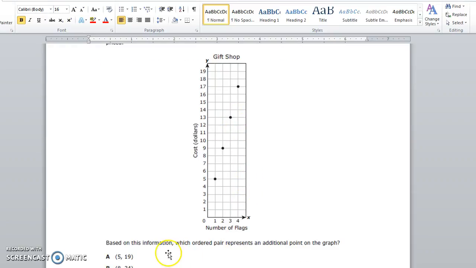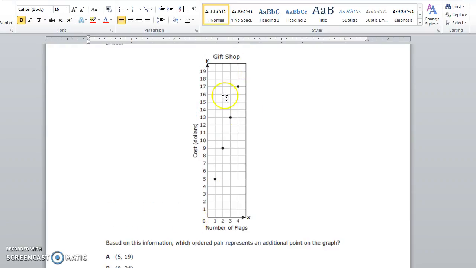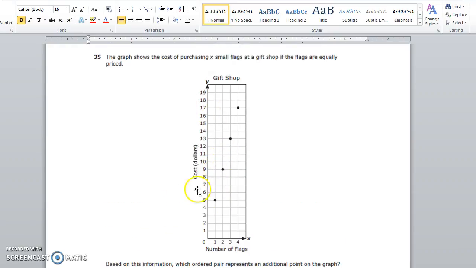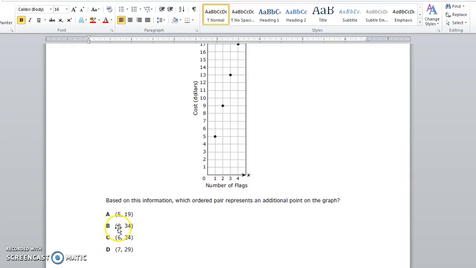Based on this information, which ordered pair represents an additional point? So which of these 4 points would fit the pattern that I already see happening here? It looks like they're trying to make this hard on me because they're making the graph only big enough to see 4 flags, and they want me to check what happens if I have 5 flags or 8 flags or 6 flags or 7 flags.